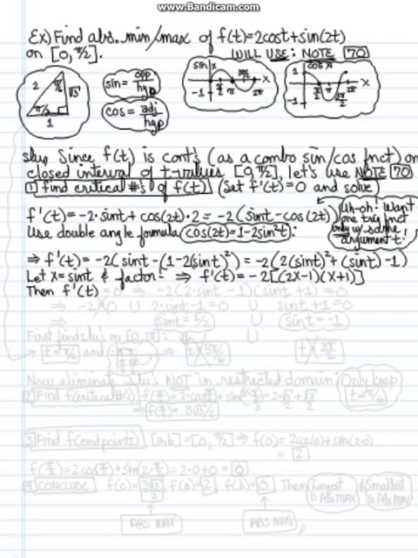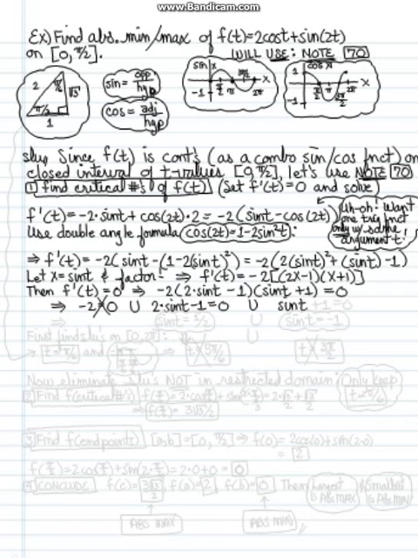Then f prime of t set equal to 0 will give us negative 2 parentheses 2 times sine t minus 1 parentheses sine t plus 1. We went back to the value for x equals sine t. Okay, it's already factored. It equals 0, so set each of the factors equal to 0.